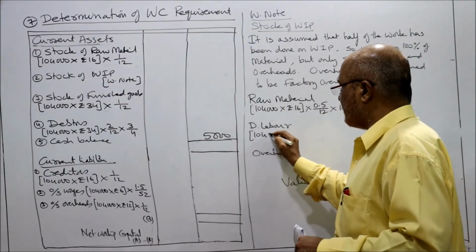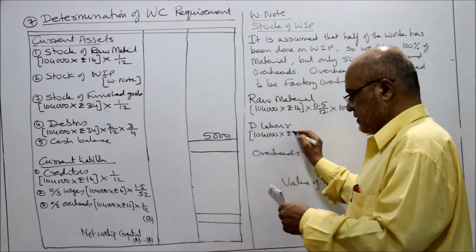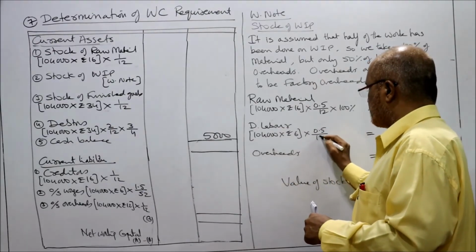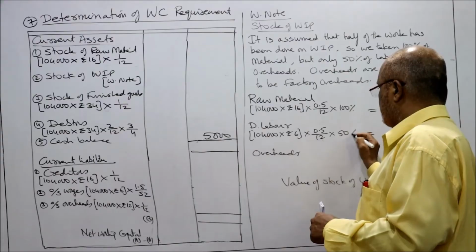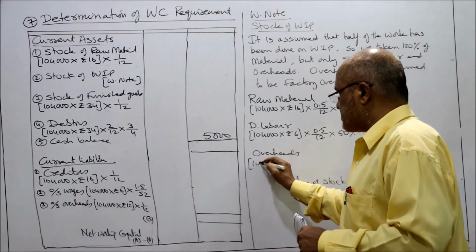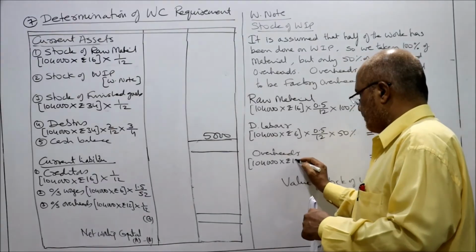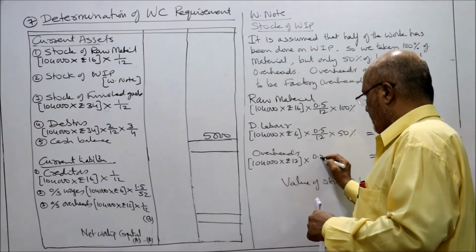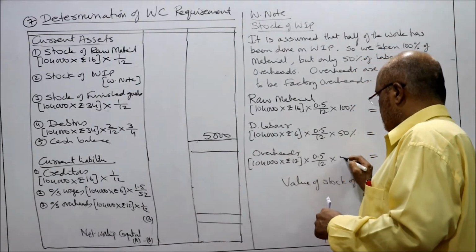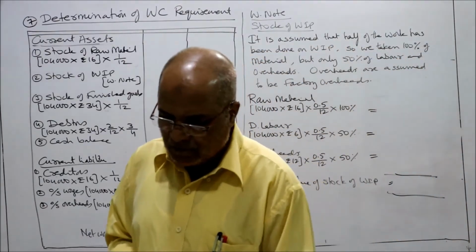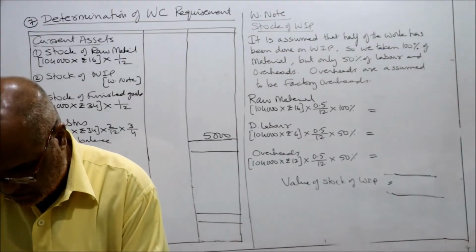Similarly, labor: 1,04,000 into rupees 6 into 0.5 by 12 into 50%. Overheads: 1,04,000 into rupees 6 into 0.5 by 12 into 50%. That's it. Now we simply need the calculations.